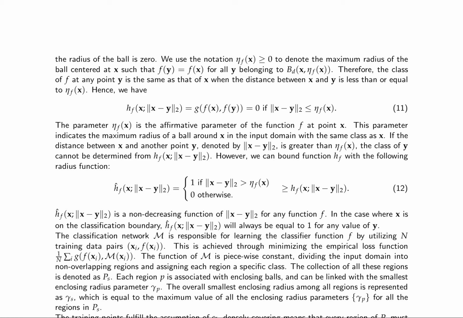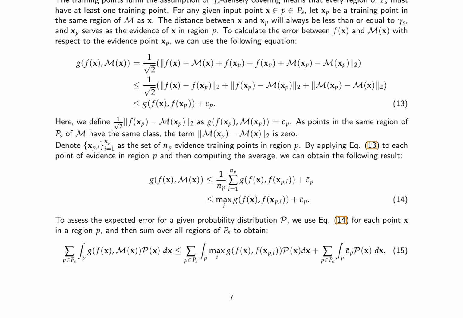The generalization error of learning the classifier function f using M is bounded by the sum of two terms: the average error between f and m on the training data, and the volume of a d-tube with a radius of gamma s, the smallest enclosing radius of the classification regions derived by m, multiplied by the size of the classification boundary induced by f. To calculate the generalization error, the paper introduces the concept of an affirmative parameter a(f, x), representing the maximum radius of a ball centered at x such that f(y) equals f(x) for all y belonging to the ball.